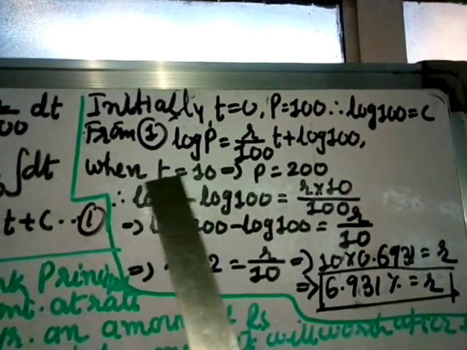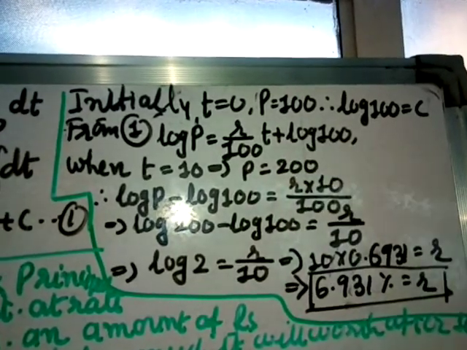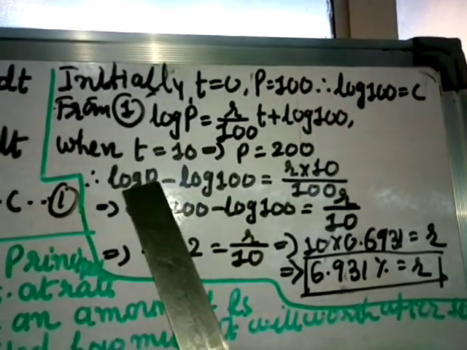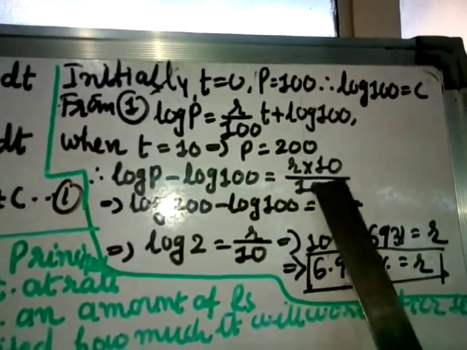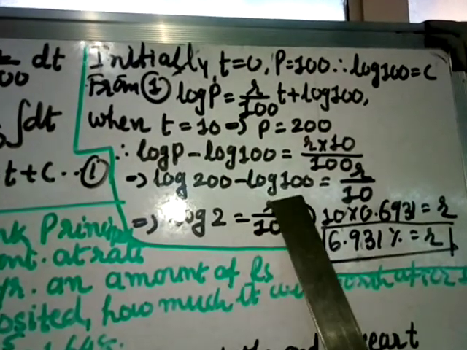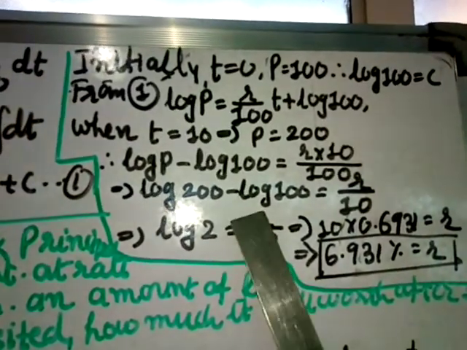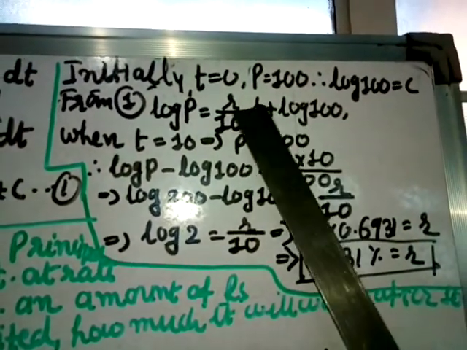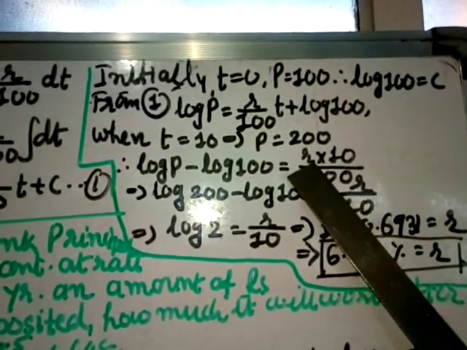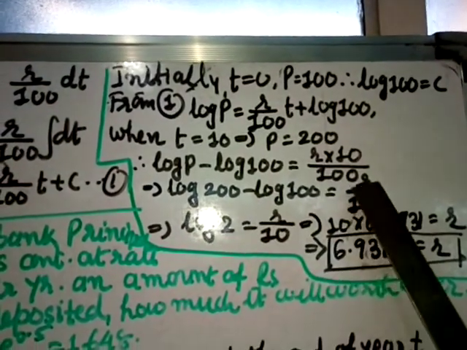Now they have given us t equal to 10, p is equal to 200. After 10 years, double. Double means 100 rupees becomes double, 200. So at t equal to 10, p is equal to 200. So I'll put the p value as 200 and t as 10. So log p minus log 100, log p is 200, minus log 100. This is the value of c which I have transferred here, equal to r into the t value. The t value is 10 divided by 100. So 10 cuts, and you get r by 10. So here remains r by 10.